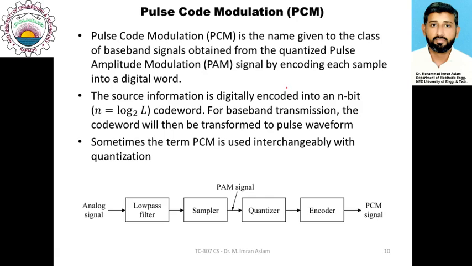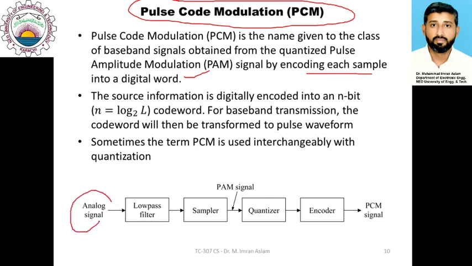So this was a brief discussion related to sampling and quantization process. This is the overall illustration of pulse code modulation here. So pulse code modulation is the name given to the class of baseband signals that we obtained from the quantized pulses by encoding to digital world.